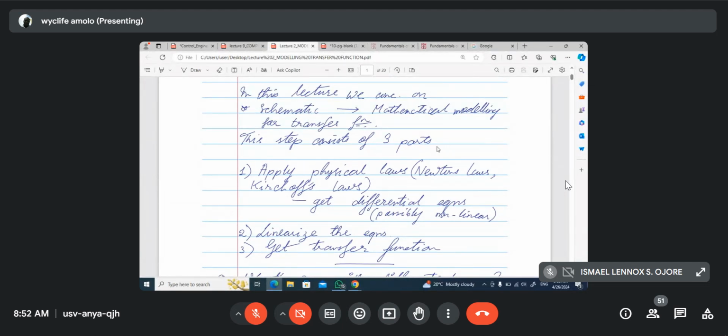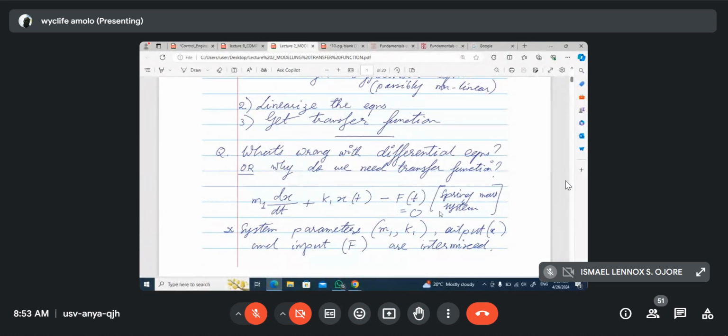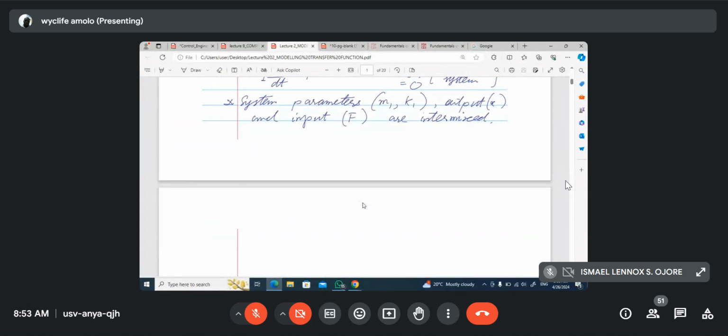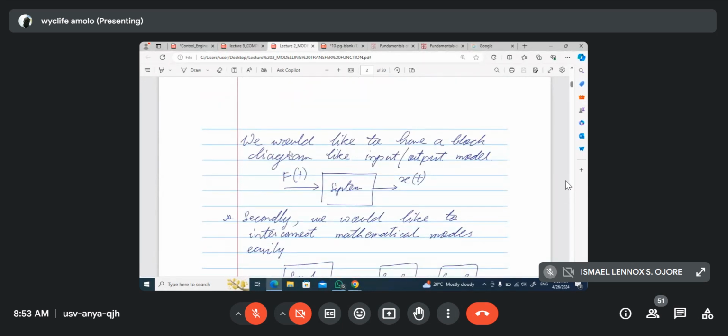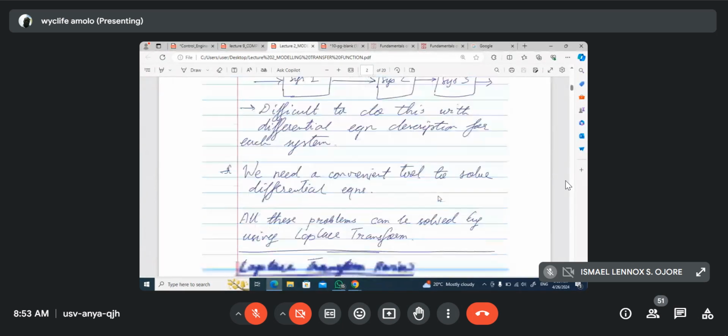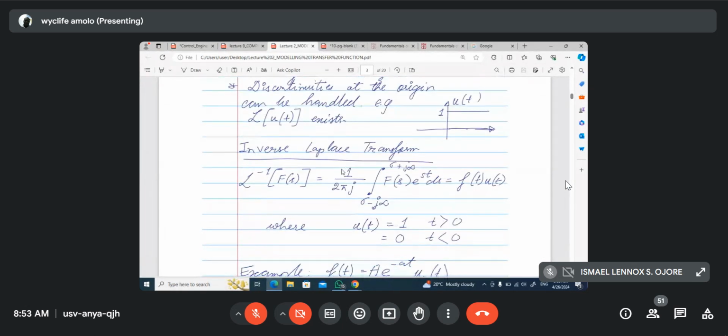But for you to get a transfer function, you have to apply the Newton laws, like you did initially. Then you linearize the whole function. So normally this equation here is non-linear. Because these parameters are not known, we would like to have a block diagram like this, and the systems may be cascaded, and you look at the Laplace transform and change them.